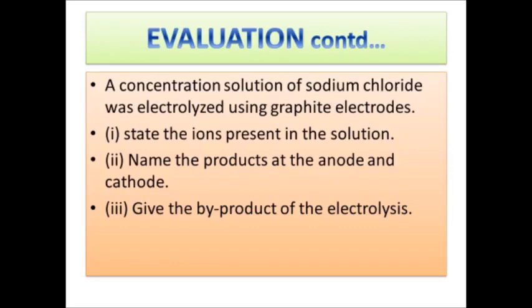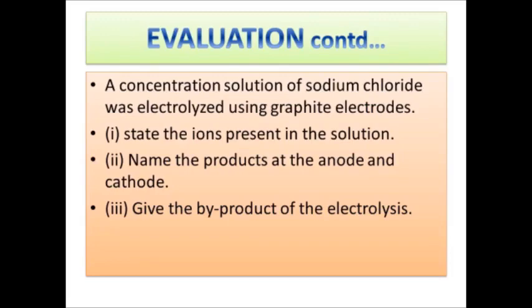We move on to the second question. It says, a concentrated solution of sodium chloride was electrolyzed using graphite electrodes. I, state the ions present in the solution. If we use graphite electrode, which acts the same as the platinum electrode, the ions present in the solution are sodium ion, chloride ion, hydrogen ion, and hydroxyl ion. So these are the 4 ions present in the solution.